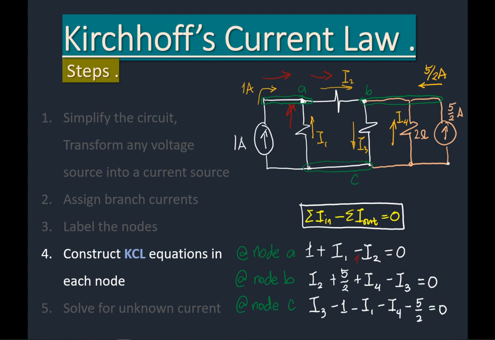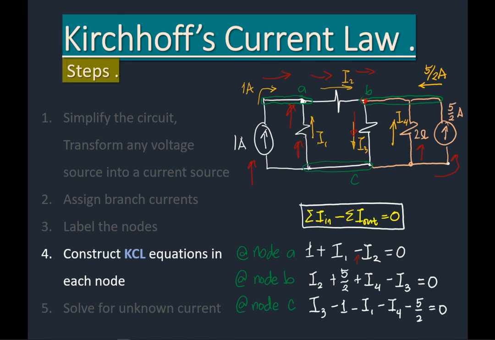For node B, we have I2 going into node B, and then 5 over 2, and I4, all positive, except I3, which is going away from node B. And then we have node C. At node C, you can see I3 going in, and the rest, 1, I1, I4, and 5 over 2, are all going away from node C.